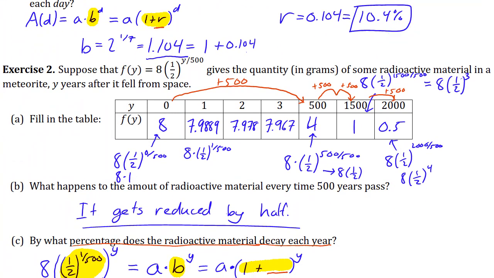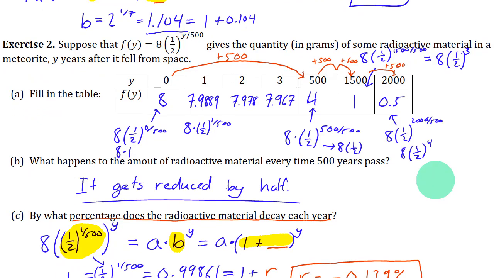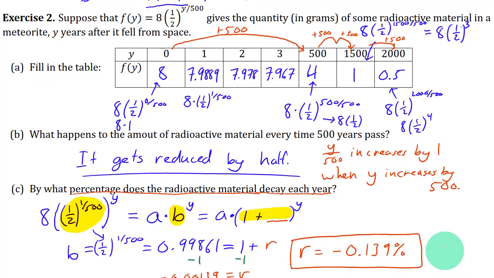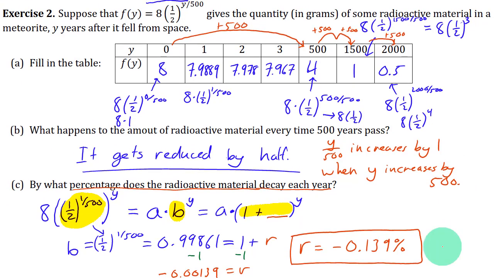So for exercise 2, this is something that's decaying. So how long does it take for it to get reduced by half? It took 500 years. So the idea here is that y over 500, the exponent of 1/2, increases by 1 whenever y increases by 500. So that is the half-life of this.